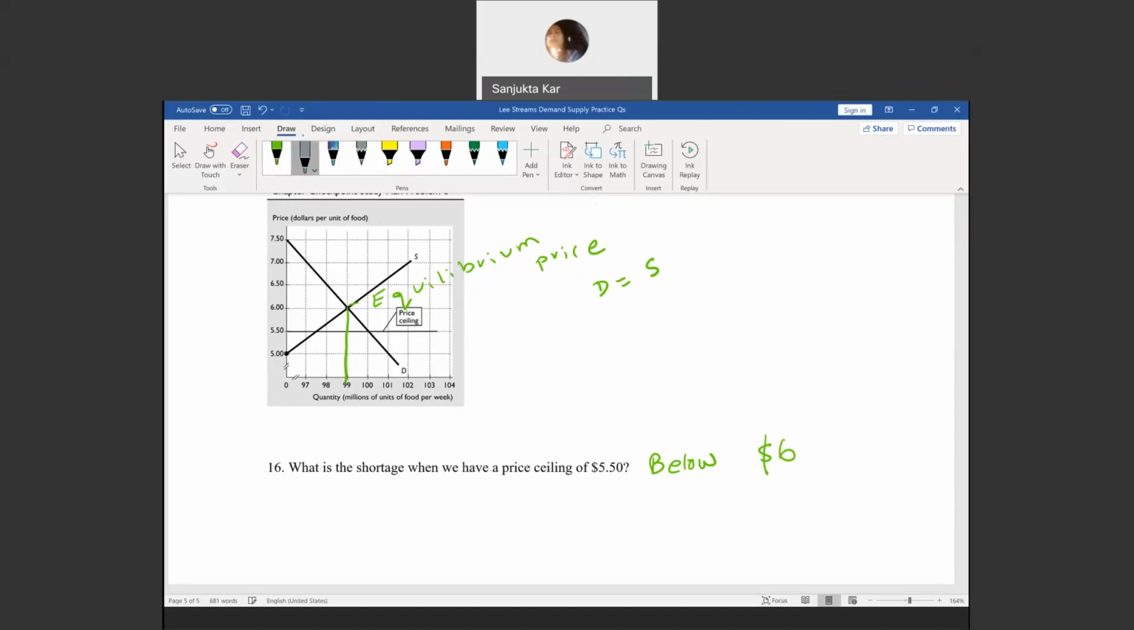Let's say where this is cutting the demand curve and supply curve. Cutting the demand curve at 100, cutting the supply curve at 97.5. So here we have quantity demanded greater than quantity supplied. This is going to be a shortage. Shortage is equal to quantity demanded minus quantity supplied. This is equal to 2.5.